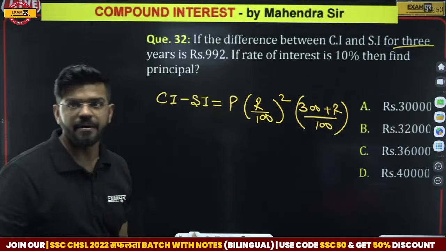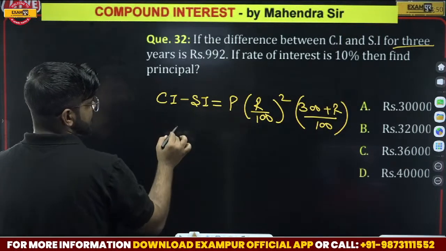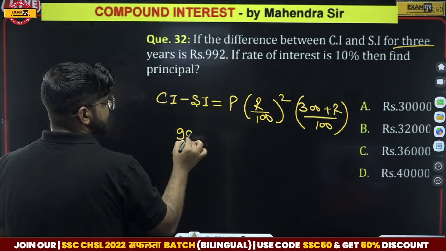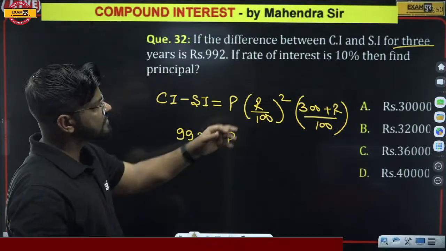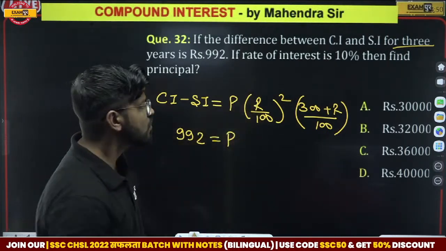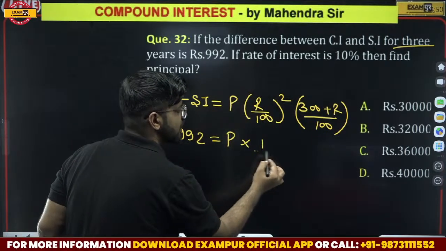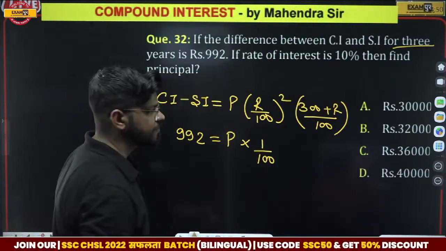300 plus R by 100. This is the formula. Just put the values and you will get the principal. CI minus SI is given: 992 is equal to P as it is. Rate is 10%. 10% means 10 by 100, that means 1 by 10. 1 by 10 square will be 1 by 100.